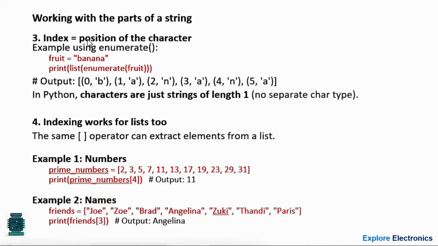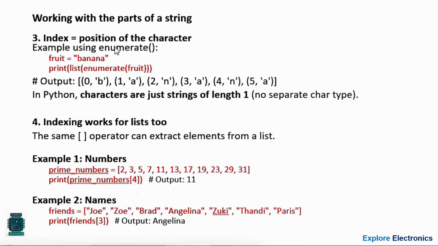Here, index is nothing but the position of the character. Here, 0 is the position of the character B, then 1, 2, 3, 4 and 5. So on for the next examples.